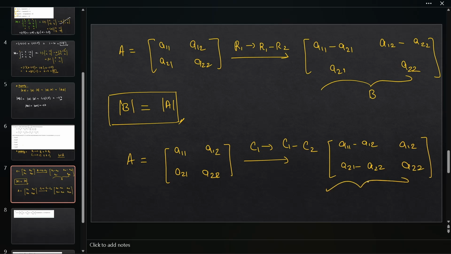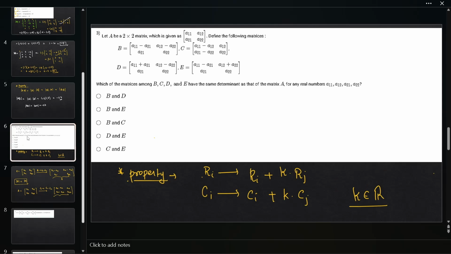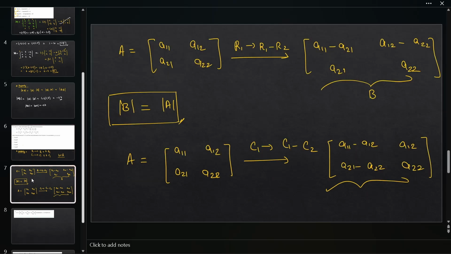So can we identify any such matrix here? Yes, this is the column operation property. So we can also conclude that the determinant of C is also equal to the determinant of A.